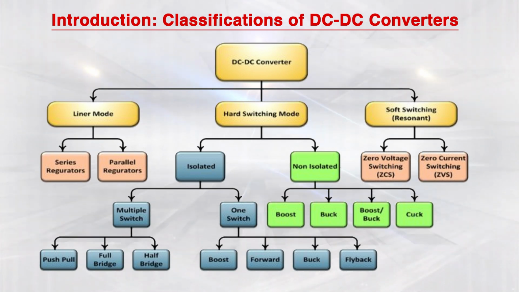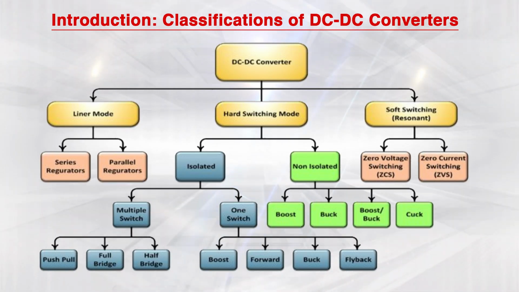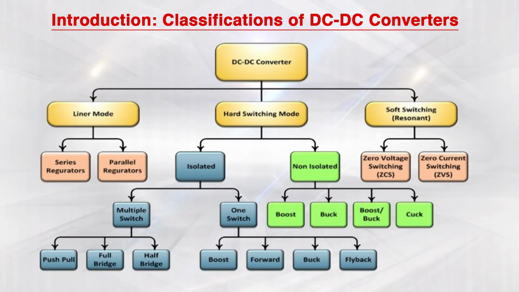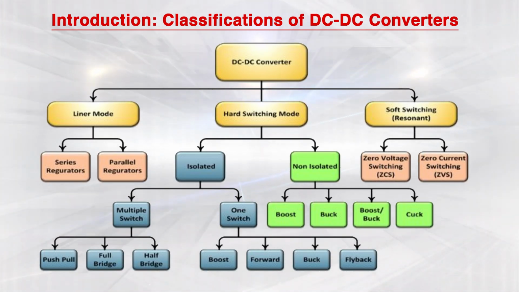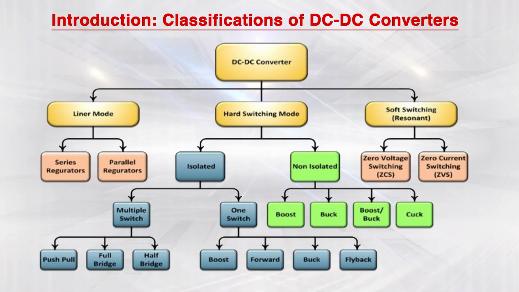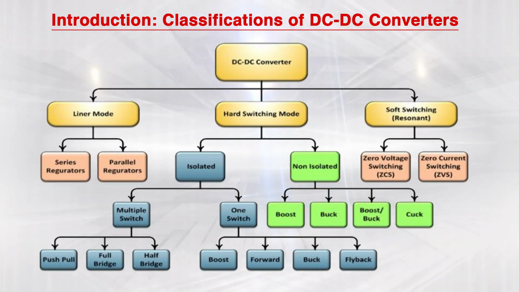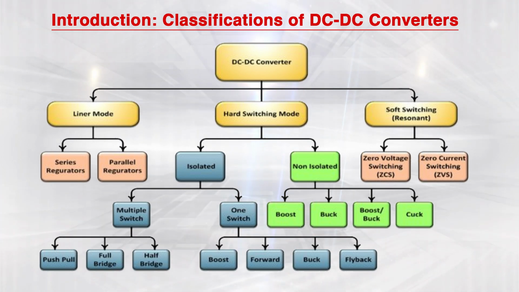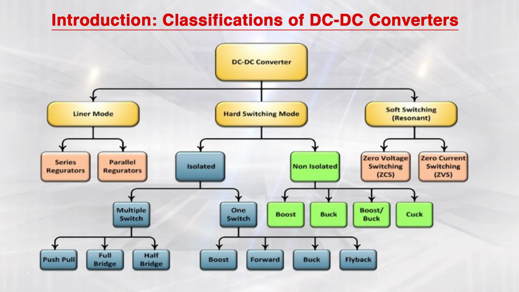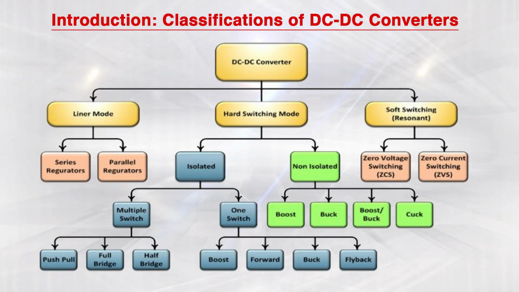However, on the other side, we have soft switching resonant converters, and they are categorized depending on whether we are going for zero voltage switching or zero current switching. These ZCS and ZVS are helping to reduce the switching losses significantly. That is why DC-DC converter designers are controlling in ZCS and ZVS mode.